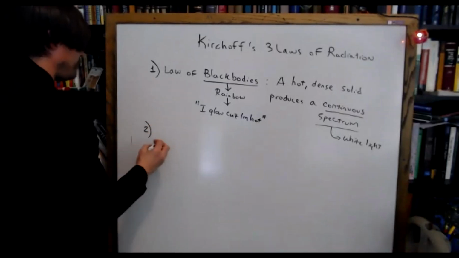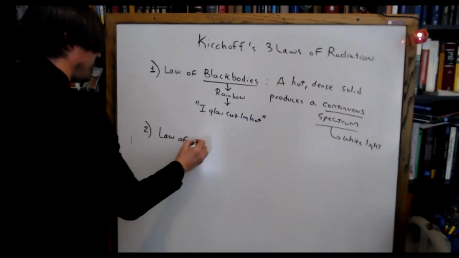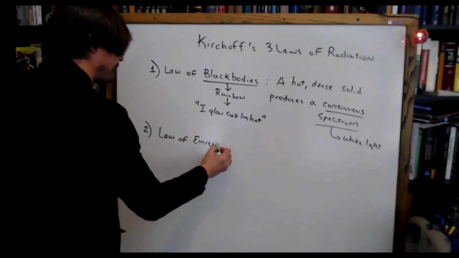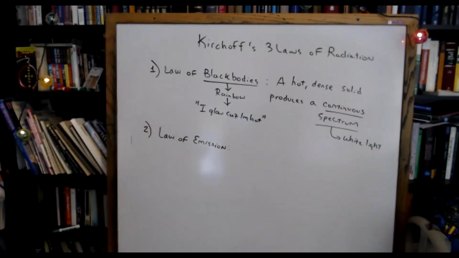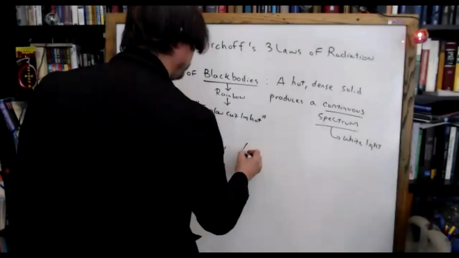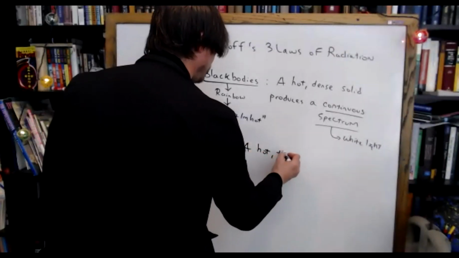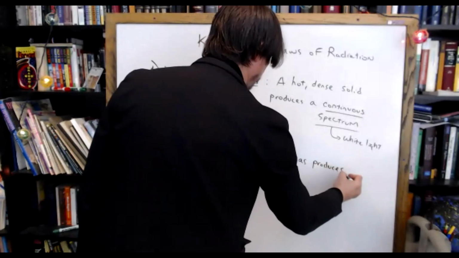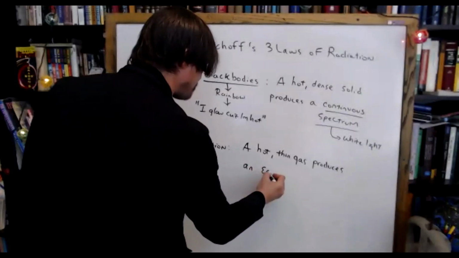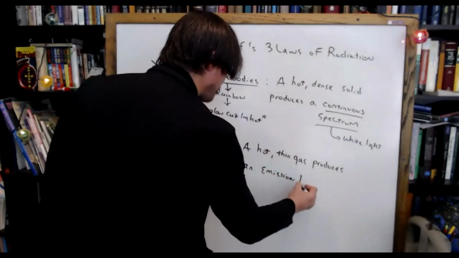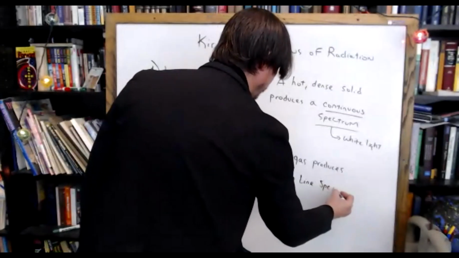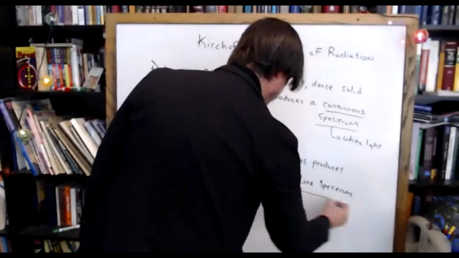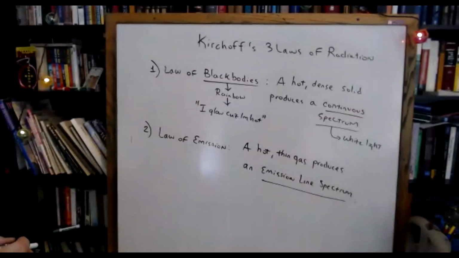The second law is called the law of emission. This is going to teach us how emission line spectra are produced. A hot, thin gas produces an emission line spectrum, which we just saw in the hydrogen tube.